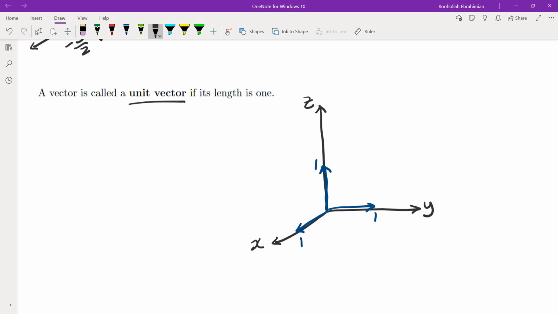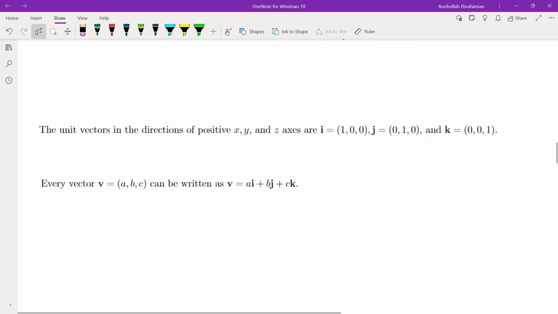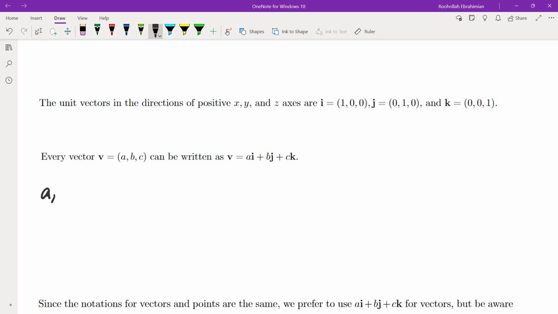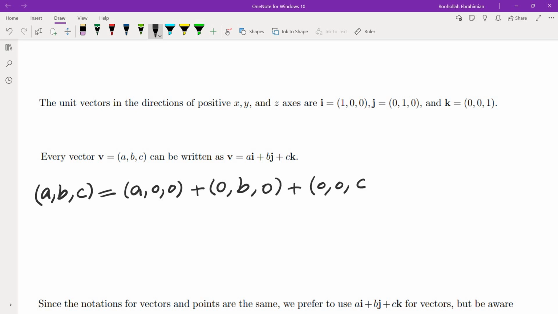In order for them to have length of 1, they would have to be at the points 1, 0, 0; 0, 1, 0; and 0, 0, 1. This one is denoted by i, (1, 0, 0), this one is denoted by j, (0, 1, 0), and this one is denoted by k, (0, 0, 1). All of these are unit vectors in the directions of the x, y, and z axes. Okay, any vector that you take, if you take a vector a, b, c, you can write it down as (a, 0, 0) plus (0, b, 0) plus (0, 0, c).